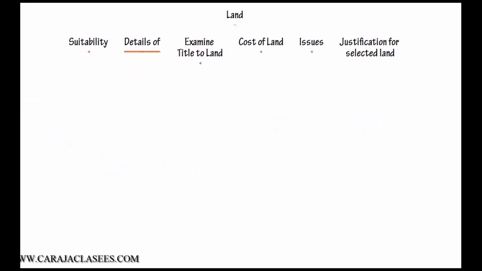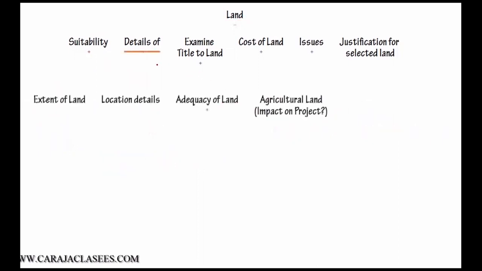Then details of the extent of land, how many cents or how many acres, location details, where it is located. You have to give the ward number, survey number, and whether the land that has been selected now for this project is adequate. Adequate in the sense whether it is adequate for the present requirement, and whether it is adequate for future expansions as well.